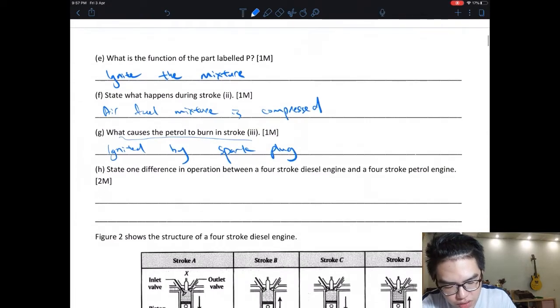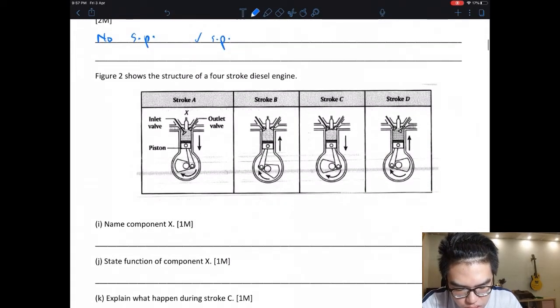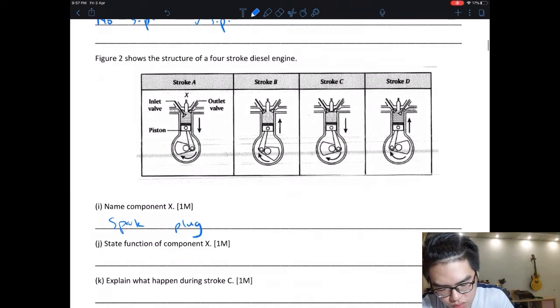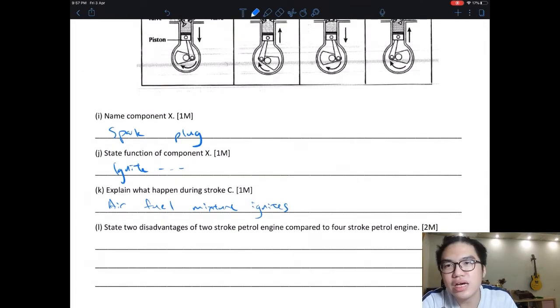State one difference in operation between diesel and petrol. Oh, they want operation. Diesel has no spark plug, petrol has a spark plug. Name component X again: spark plug. Function of component X: ignite. Write it yourself. What happens during C? The air fuel mixture ignites. Ignites means catches on fire.